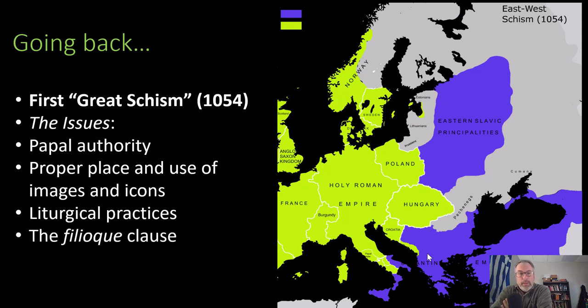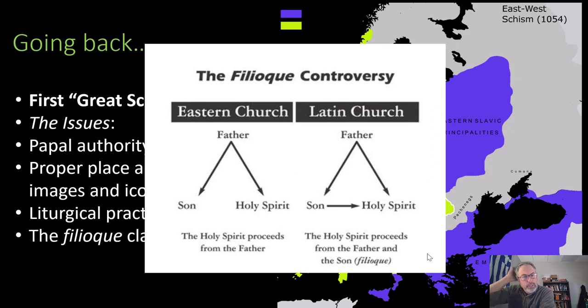One of the major issues in some sense came down to one single word, this Latin word filioque, which you translate with three words, and the Son. And it made a big difference in how the two sides of the church decided to understand the figure of Jesus. So filioque means, and the Son, referring to Jesus.